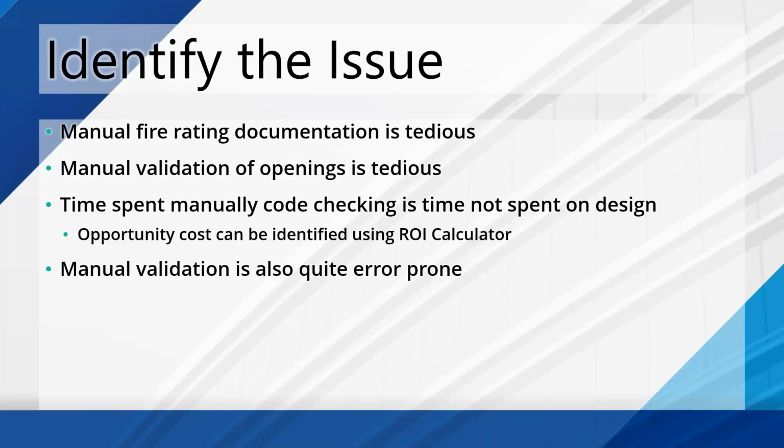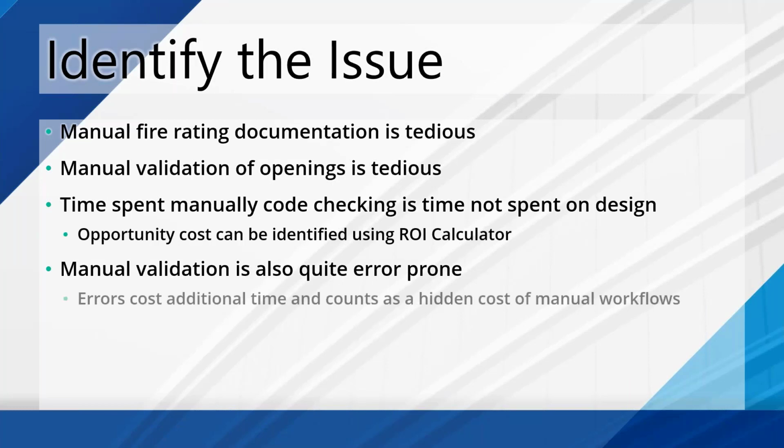Here's another issue. Manual validation is quite error prone. Depending on who's doing this and what their specialties are, there can often be a lot of errors that pop up, and that means red lines, that means change items. These errors do cost you additional time, and this isn't counted in that ROI calculator. This is effectively a hidden cost of a manual workflow. And we can, for the most part, really eliminate these hidden costs of this manual workflow by automating the process.